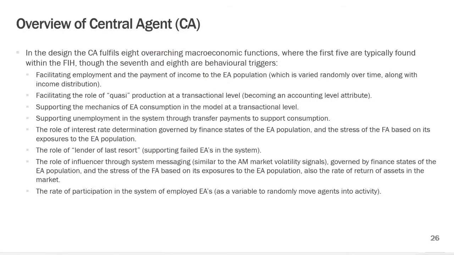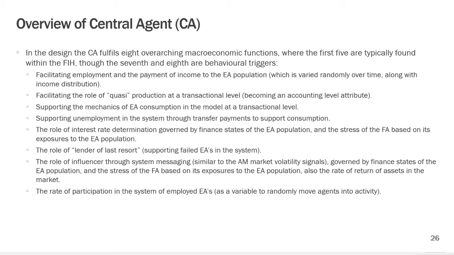And lastly, we've got this overall controlling central agent, which facilitates a whole bunch of things around production, employment, payment of income. It looks at interest rate determination. It looks at lender of last resort. Some of the things we talk about in the economic theory, and also sends messaging to the agents in the system. Much like I failed to mention the asset market, 2 things that these 2 agents particularly do is they tend to shape emotion.